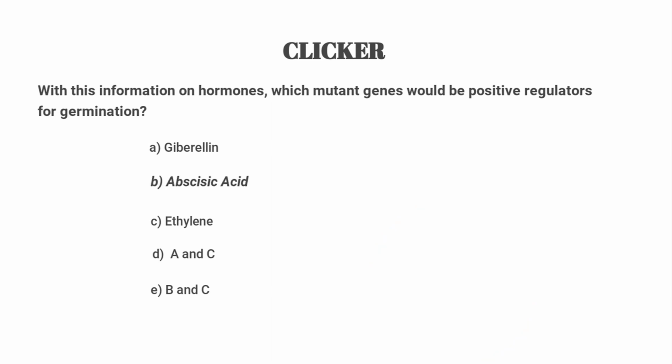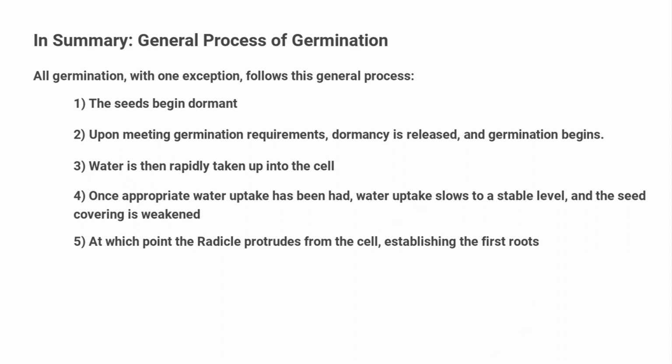Abscisic acid is the only one of the three that is not a positive regulator. Gibberellin is a positive regulator due to its ability to allow the seed to exit dormancy and be primed for the germination process of dormancy release. Breaking dormancy in ideal conditions will lead to the uptake of water, increasing metabolic activity and imbibition. The water uptake will become stable, and the seed covering will be weakened. This allows for the first radicle to protrude from the seed and ultimately establish the connection between soil and plants called roots.